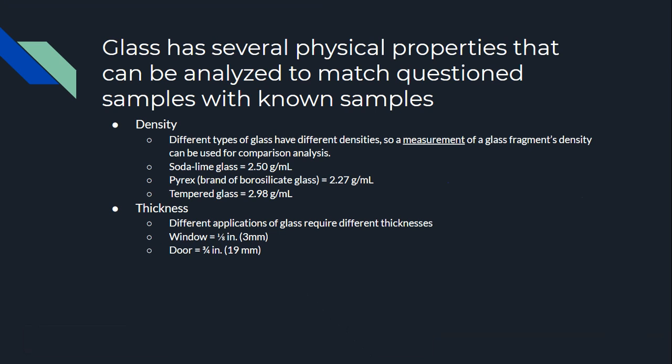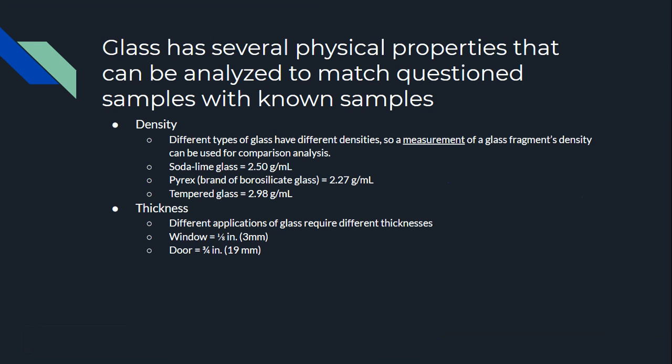So glass has a lot of different physical properties that can be analyzed to match questioned samples with known samples. One is the density, so the mass divided by volume. The different glasses have different densities, so if you measure the glass's density, you can use it as a comparison analysis. Soda-lime glass is typically 2.5 grams per milliliter. Pyrex, which is a type of borosilicate glass, is about 2.27. Tempered glass is around 2.98.